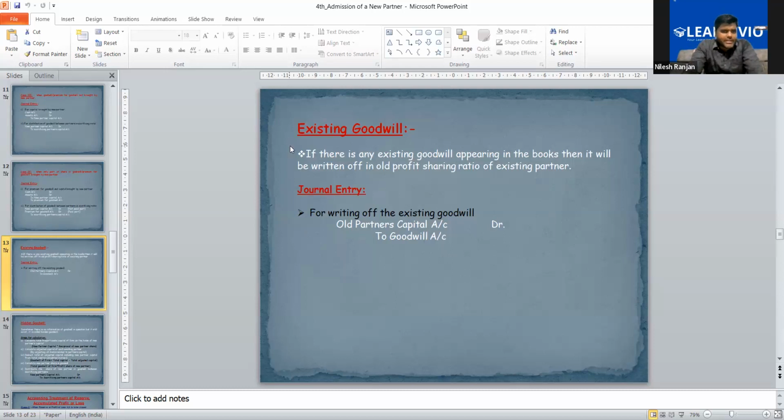Okay, so this is the existing goodwill. Actually, we have also covered this in the previous class, previous chapter, change in profit sharing ratio. Do you remember the concept of existing goodwill that we discussed in the previous class?